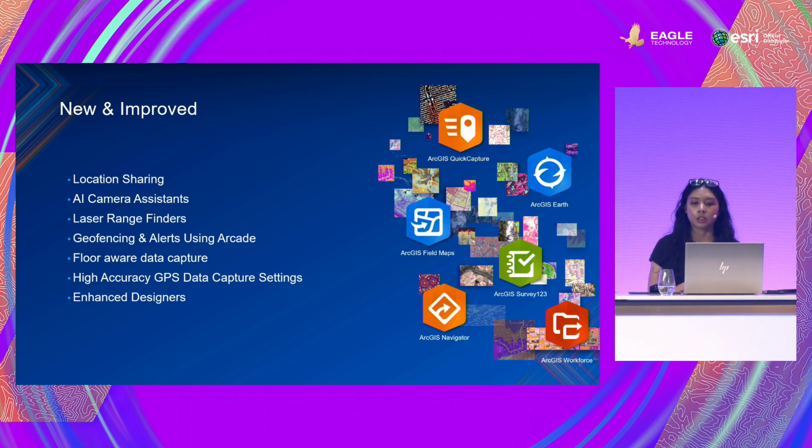First, location sharing, which allows you and your teams to stay connected in real time. And then AI integrations within Survey123 to streamline your workflows, such as automating data collection with smart annotations or intelligent responses. Next, we've got laser range finders, which offer precise distance measurements in the field, feeding accurate data directly into your app. Geofencing enables the creation of boundaries that trigger alerts for when field workers enter or exit specific areas. And with the high accuracy GPS data capture settings, you can also ensure the precision of your GIS data.